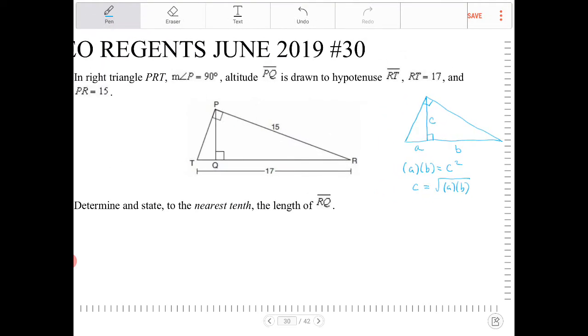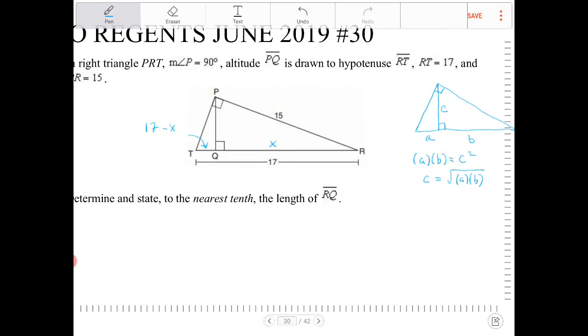We're trying to solve for RQ. So let's call RQ x. If RQ is x, then TQ will be 17 minus x. So the product of these two partitions, of these two segments, will equal the length of the altitude, which I don't know, so I'm going to call that y. So that will equal y squared.